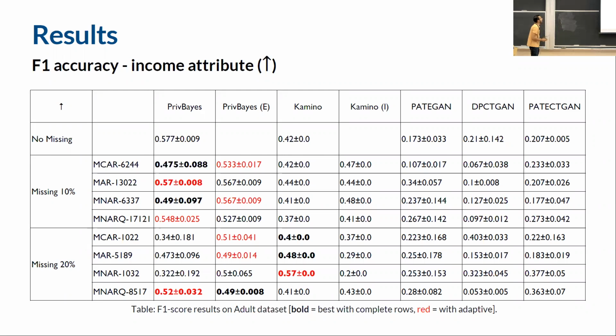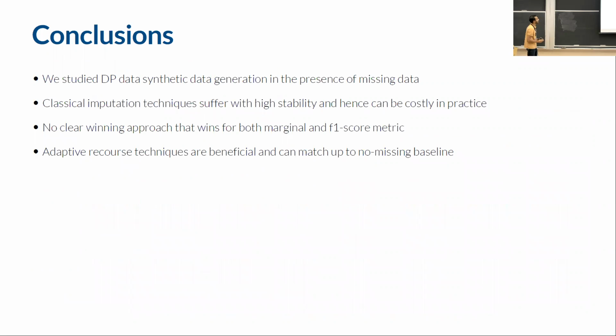So in conclusion, we studied DP synthetic data generation in the presence of missing data. We found out that classic imputation methods like mean imputation don't really work well, and can be costly in practice if you're looking at an end-to-end privacy cost metric. And there's no clear winning approach. For marginals, we found out that Camino impute is better. For F1 score, we found out prive-based enhanced is better. And these adaptive methods can be beneficial and can match the no missing baseline.